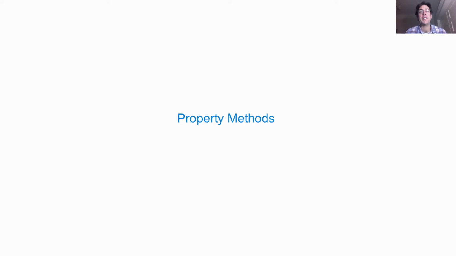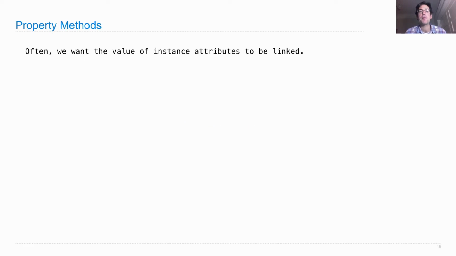One tool we'll need in order to implement interfaces is a property method. Sometimes we want the value of an instance attribute to be linked to some other value of an instance attribute. So if I change one, the other will change too. Now, so far we don't have a great way to do that, but property methods allow us to do just that. So here's the behavior we want, and then I'll show you how to implement it.